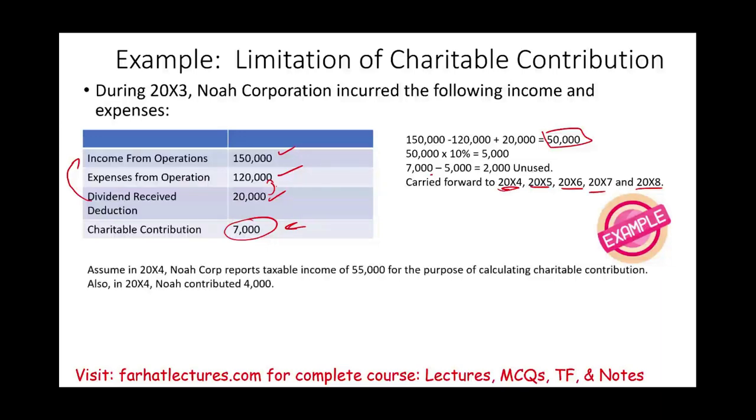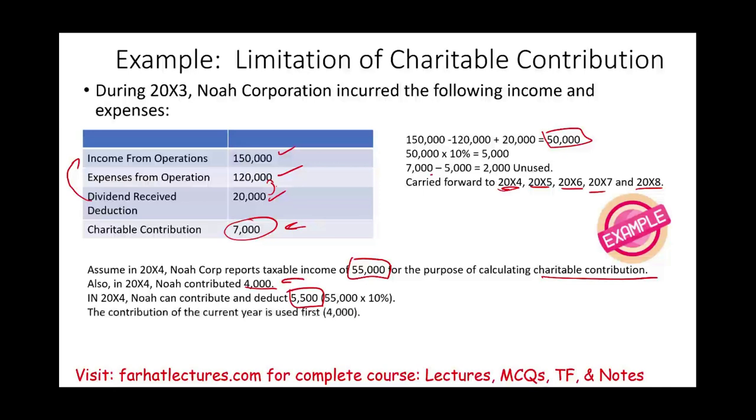Let's move forward. Let's go to 20X4. NOAA Corporation reported taxable income of 55,000 in 20X4 for the purpose of calculating charitable contribution. Also, NOAA contributed 4,000 in 20X4. Well, for the purpose of 20X4, NOAA can contribute a maximum amount of 5,500. How much did NOAA contribute in 20X4? Only 4,000. Okay, so the contribution of the current year is used first, so we can deduct up to 5,500. However, we're going to deduct 4,000 first, and the remaining 1,500 of the unused portion from 20X3 is utilized to deduct a total of 5,500.